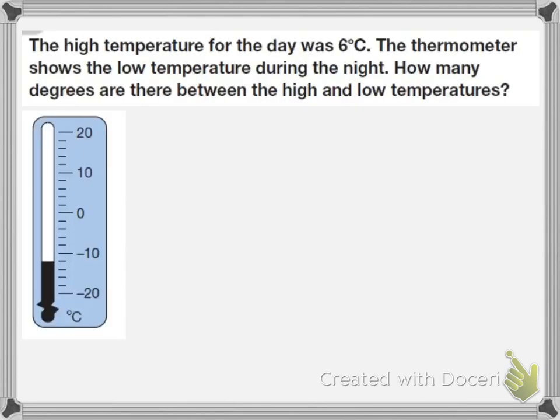In this problem, it says the high temperature for the day is 6 degrees Celsius. The thermometer shows the low temperature during the night. How many degrees are there between the high and low temperatures?